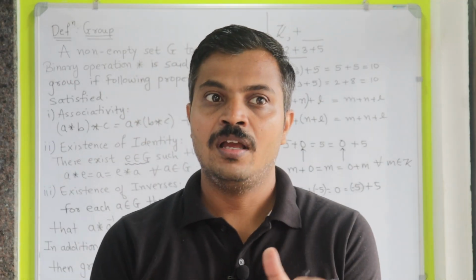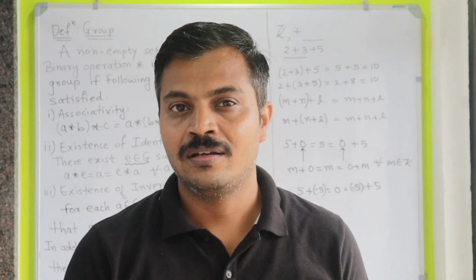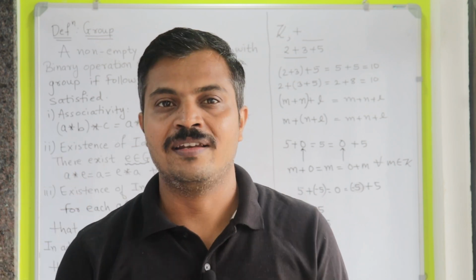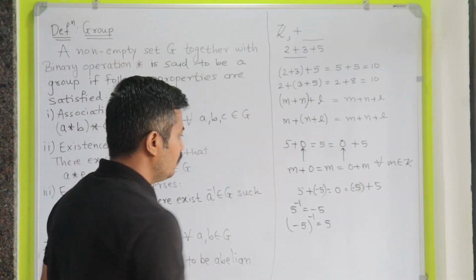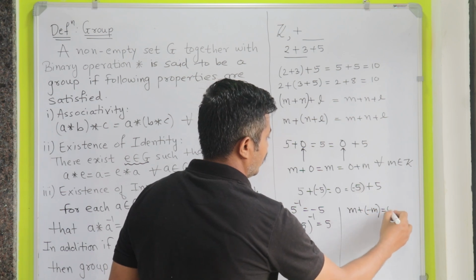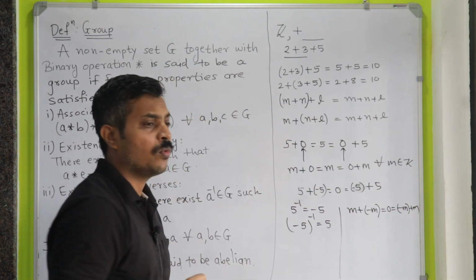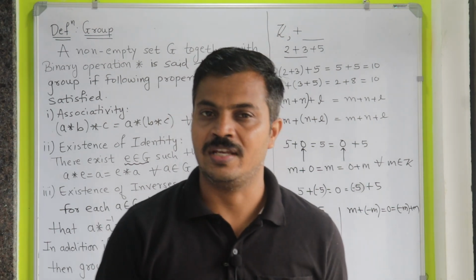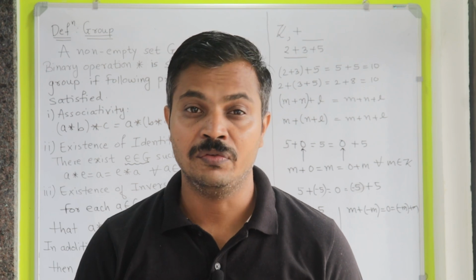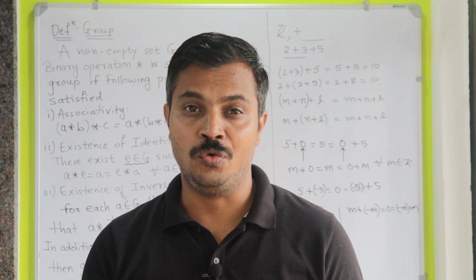Now this is for a particular case. Can we generalize it? Let us say if we have m as an element of Z. After adding which element to m, we are going to get 0? That's minus m, right? Absolutely. Therefore, m plus minus m is actually equal to 0, which is equal to minus m plus m. Therefore, each element in Z has an inverse as well, and therefore Z with respect to binary operation addition is actually a group.